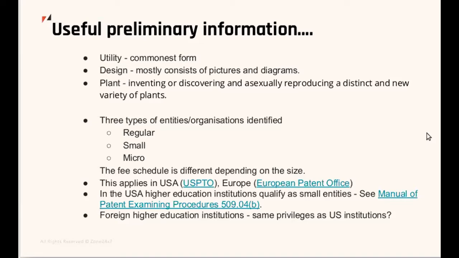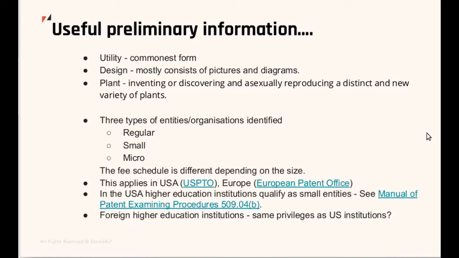Now, the next point I want to deal with is that there are three types of entities or organizations which can file patents. I thought I should bring this up, although there's a question mark at the end. They're called the regular size companies or organizations. This could be anything from, I believe, a few million dollars of turnover per year up to an infinite amount of money. And there are what are called small and micro. You can imagine they're the tinier ones.